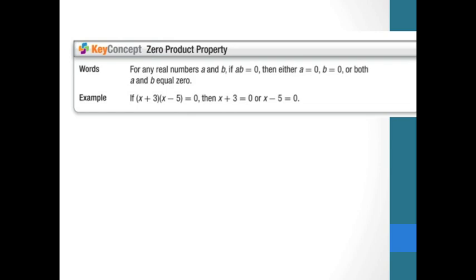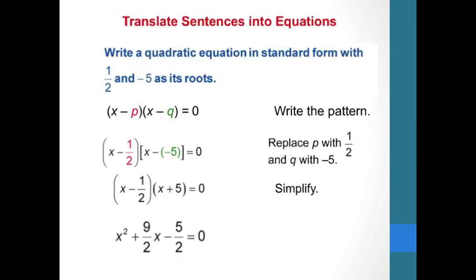This is kind of working backwards. They give us the answers, the roots, the zeros. They give it to us and we just go backwards and plug them into the factored form of x minus a half and x minus a negative 5. So I end up with x minus a half and x plus 5 when I simplify.